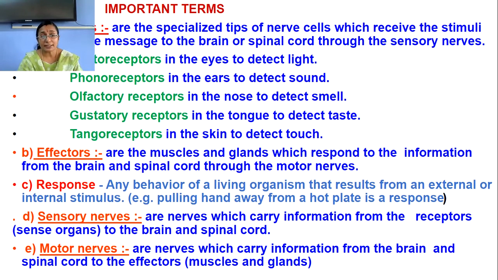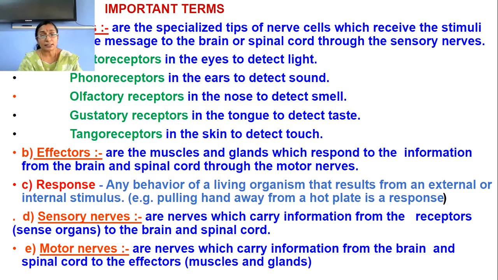Now, the action taken. Who takes the action? The action is taken by effectors. So, what are effectors? Effectors are the muscles and glands which respond to the information from the brain and spinal cord through the motor nerves. Then we come to what a response is. Response is the behavior we show whenever we come across a stimulus. For example, when you touch a hot object, immediately you will pull your hand away. So pulling your hand away is the response that you show to the stimulus of heat.